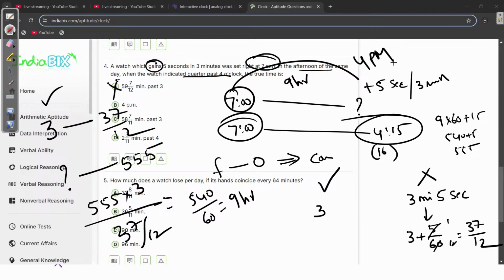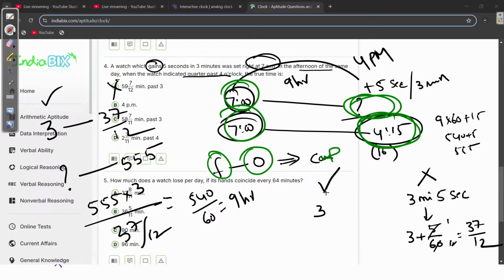I will explain once again. Listen. Whenever he says that both of them are starting at 7, and the faulty one is showing 4:15, what is the original time? If you want to find out faulty to original, the only method is comparison. Comparison means how much in the original clock equals how much in the faulty clock. It is gaining, which means the faulty clock is going to move faster. 3 minutes in the original clock equals 3 minutes 5 seconds in the faulty clock. But I don't want to mix minutes and seconds, that's why I'm converting everything into minutes. So 5 seconds means 5 by 60 minutes. So 3 minutes plus 5 by 60 will be 37 by 12.